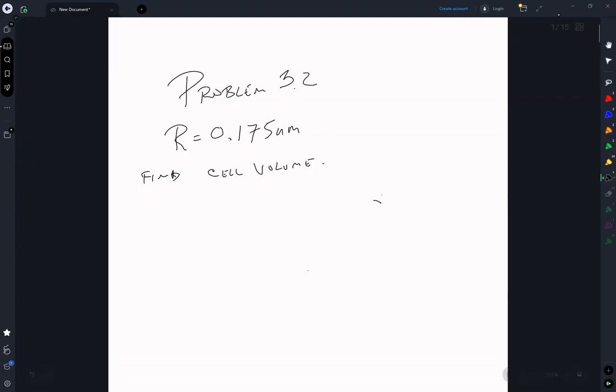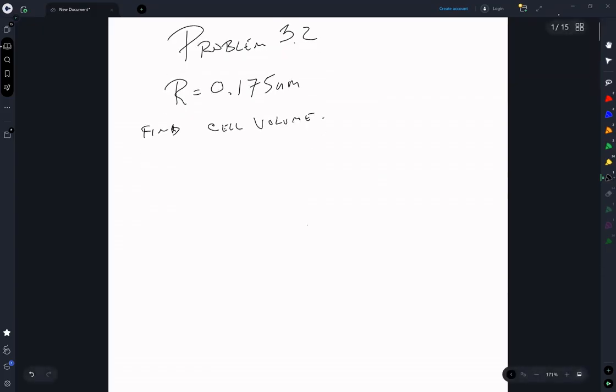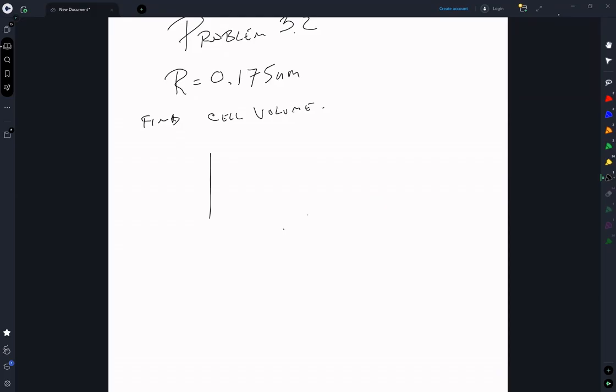So to do that, we have to determine that lead is FCC, and that's a piece of data you need to look up, and it's in the chapter of the textbook. We have an FCC crystal.